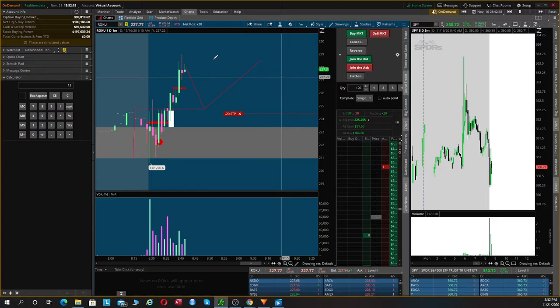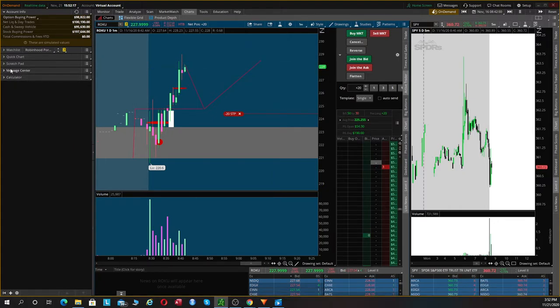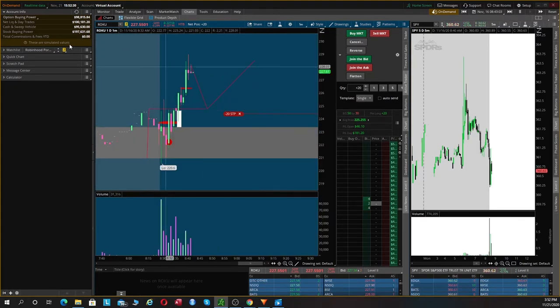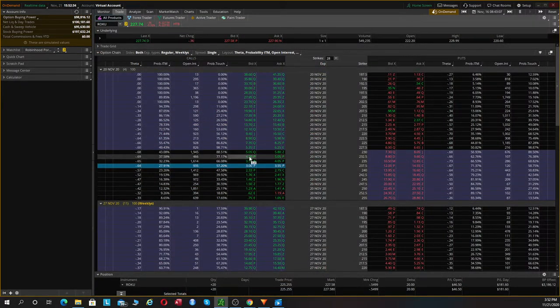And that's how I like to trail up my stops. Instead of trying to guess the top, I like to let it ride as much as it can and then let the market tag me out versus me trying to guess a top. Although I can have a pretty rough idea when a stock is going to pull back. But let's try this with an option now, and let's do an OCO bracket.